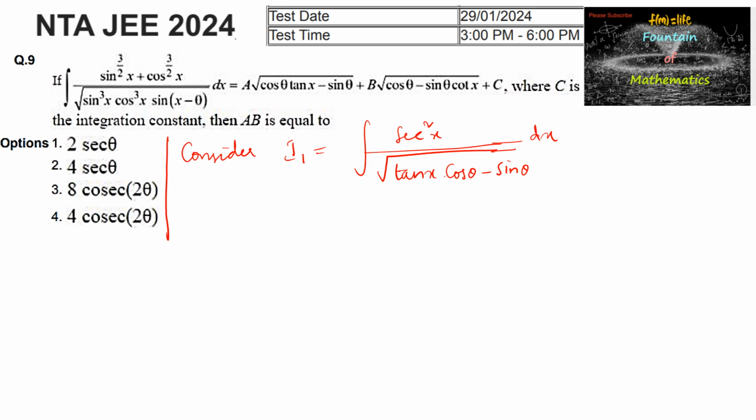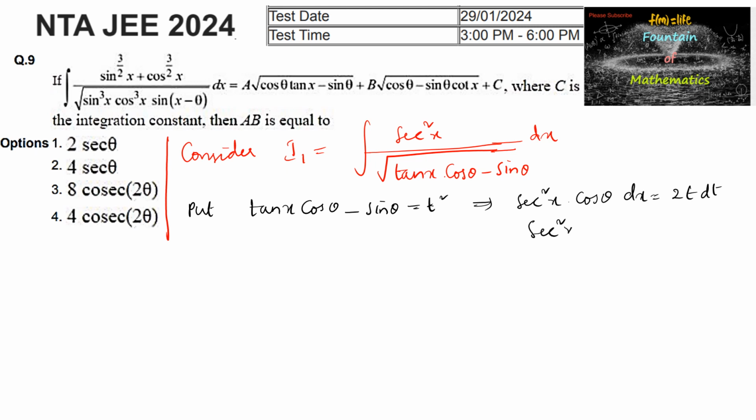So in this case, let us substitute tan x cos theta minus sin theta is equal to t square. So on differentiating, we will get secant square x into cos theta dx is equal to 2t into dt, or we can write secant square x into dx is equal to 2t dt upon cos theta.